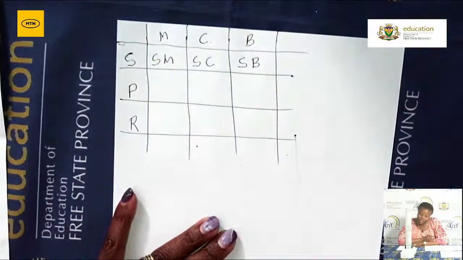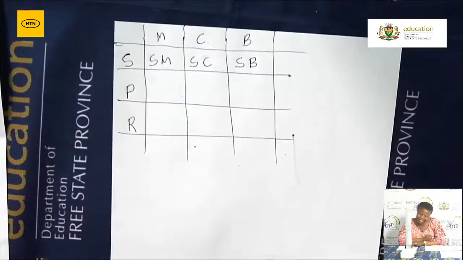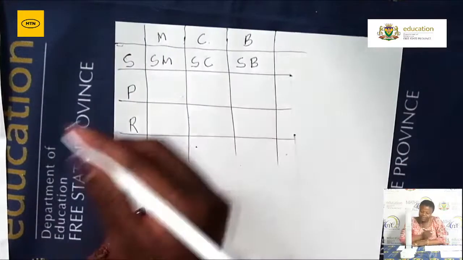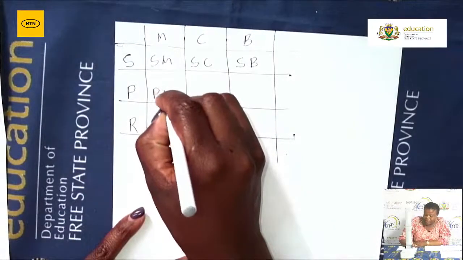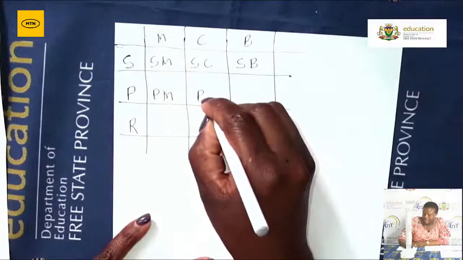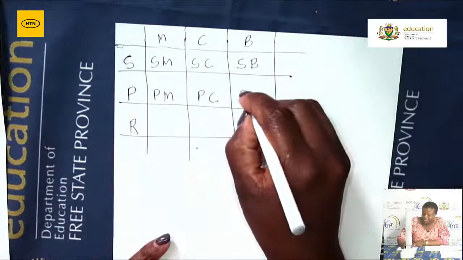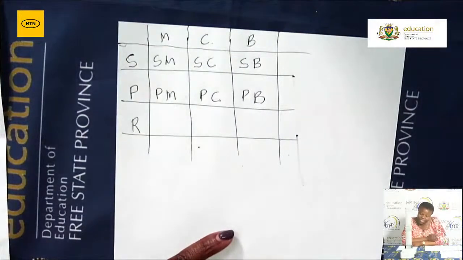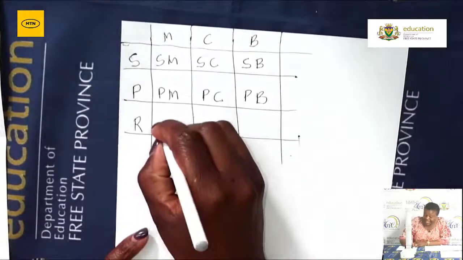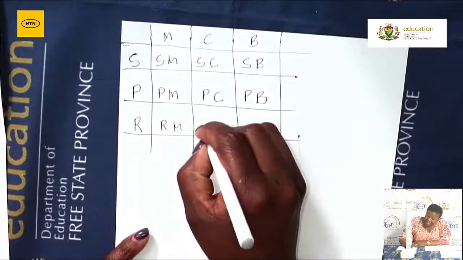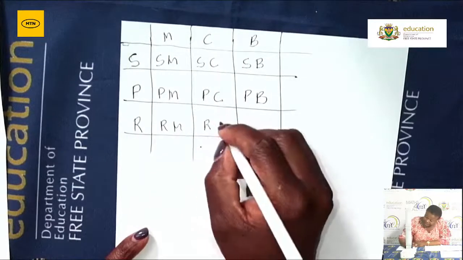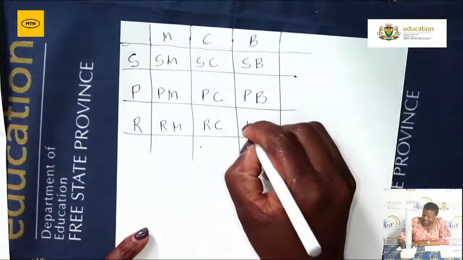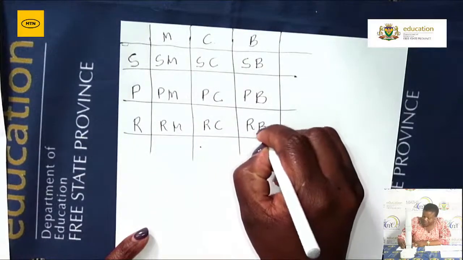And we move on to the next type of protein as well as a starch. So we have porridge. You will get porridge with meat. You get porridge with chicken. You get porridge with beef. And the other column is for the other starch in the form of rice. So you will get rice with meat. And then you have rice with chicken, and then you have rice with beef.